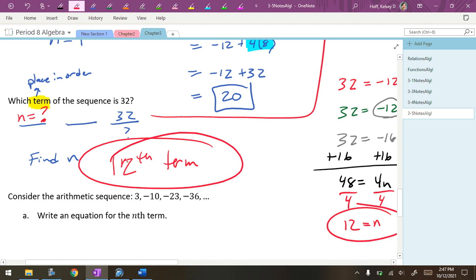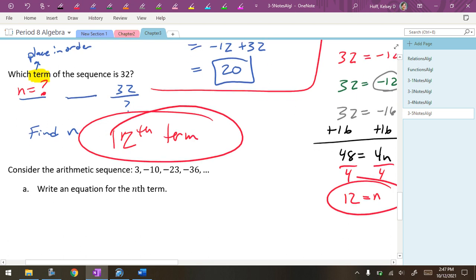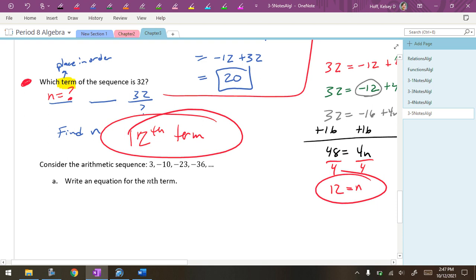We're going to do this all over again. Okay? I'm going to give you a little leniency, and then I'm going to check in with you. You on your own, do part A for me. Take 3, negative 10, negative 13, negative 36, and write the equation for the nth term, just like we did in part 1 at the top. Then stop. Don't go any further.